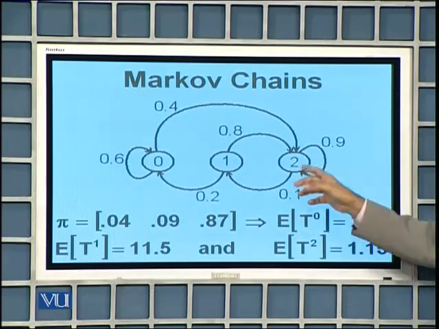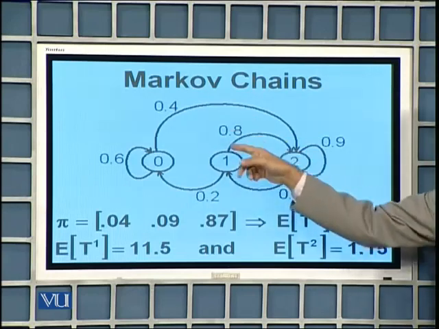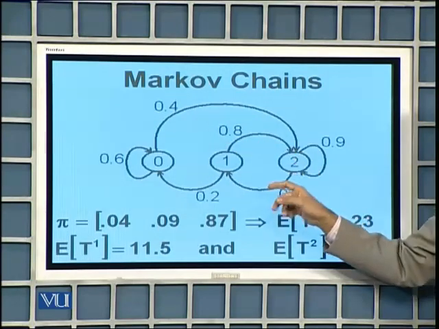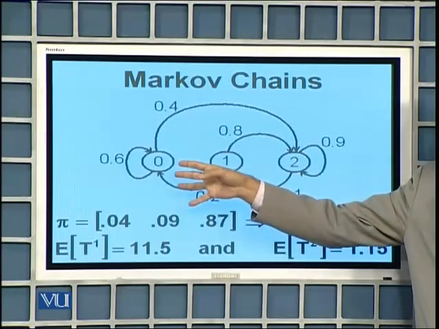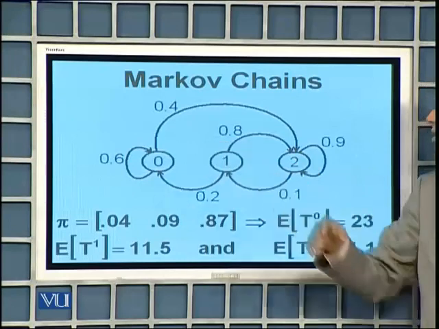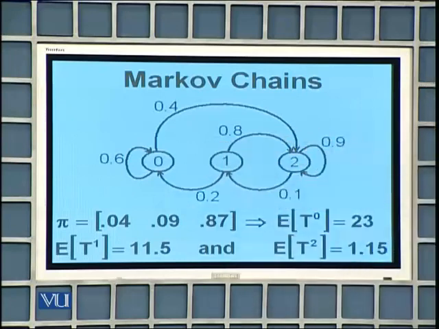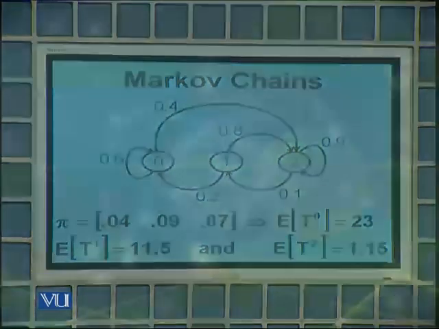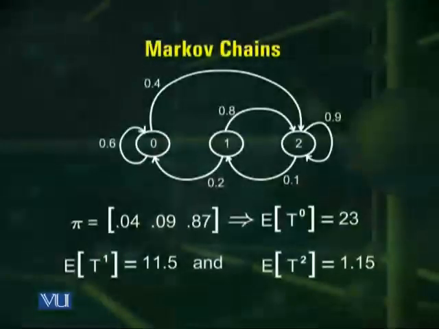It either comes back immediately the next day when it is repaired in the local facility, or it spends some more time and stays in this state 0 and then comes back here. But on average, the machine is repaired in 1.15 days. With this, we conclude our discussion of Markov chains with finite state space.